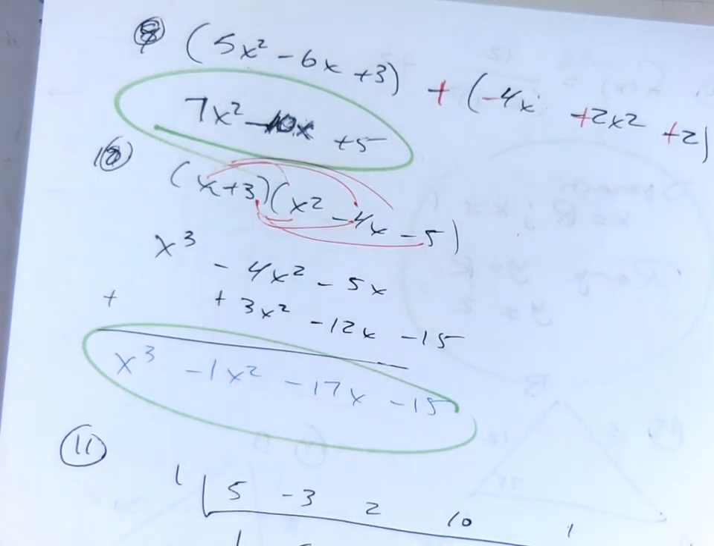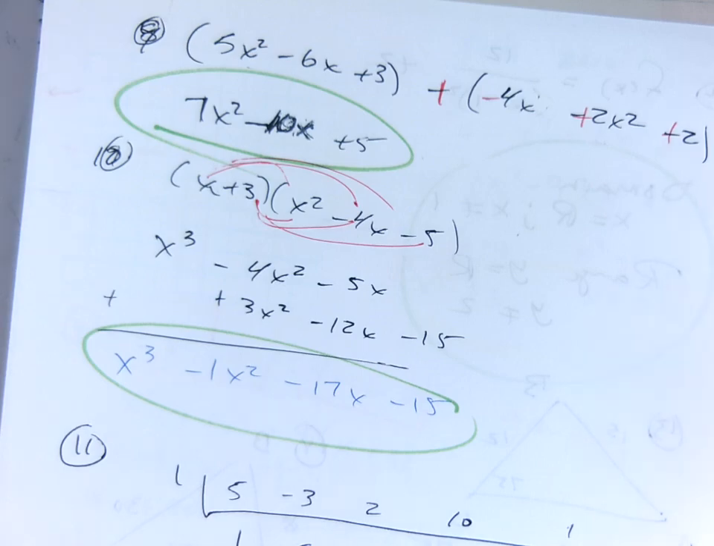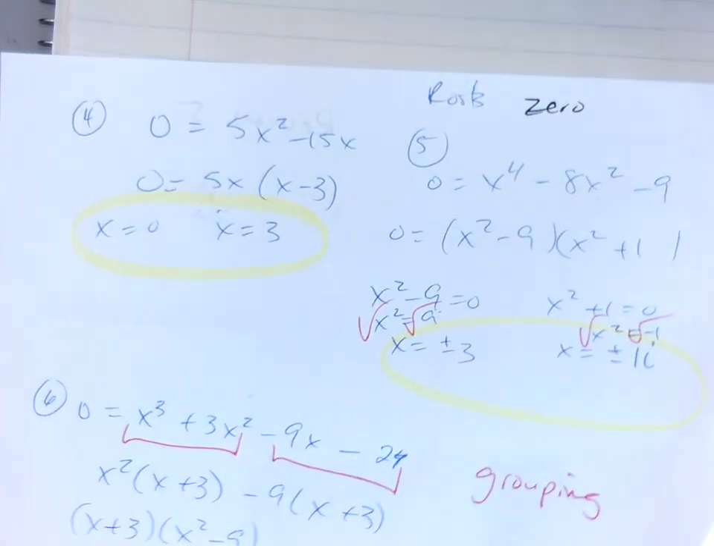So I know it's not a factor, but my answer is a 5x cubed, 1 less power, 2x squared, 4x plus 14. With my remainder, I put 15 over what I divide by, x minus 1. Not a factor. Okay, almost done.